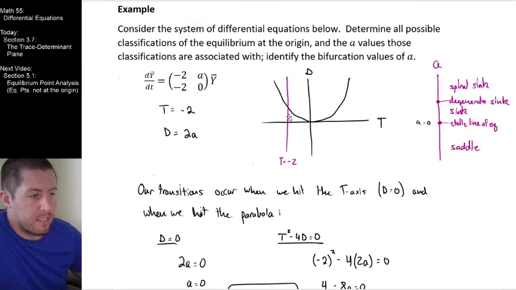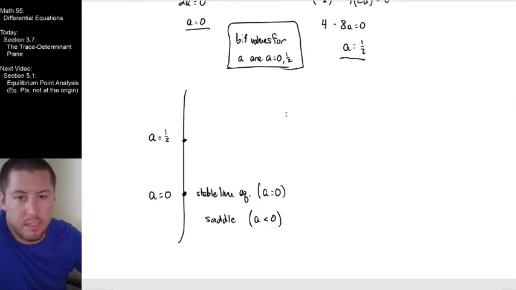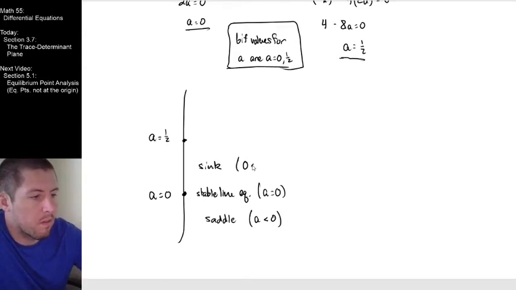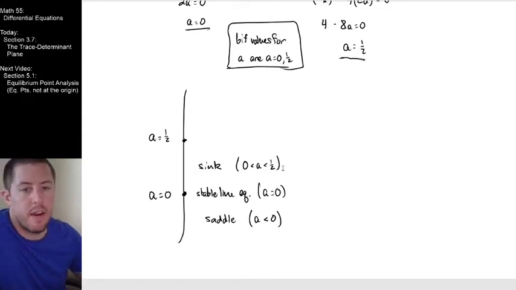Again, back up in my trace determinant plane, our chunk in between the two right here, this is when we're getting real valued solutions. We're on the left-hand side, so that's just a straight up sink for a being between 0 and 1/2. And those are strictly less thans right there. I've got the equal to's covered in other cases.